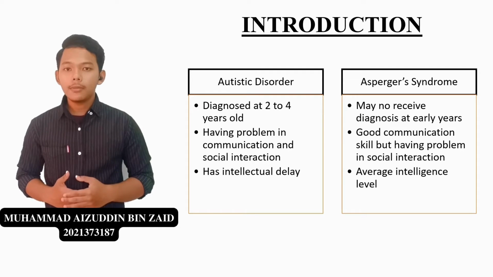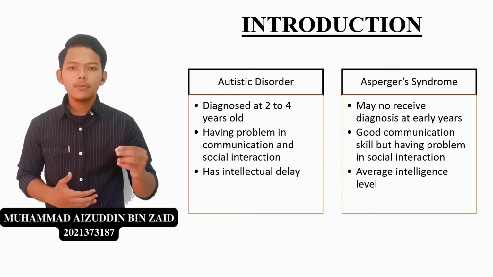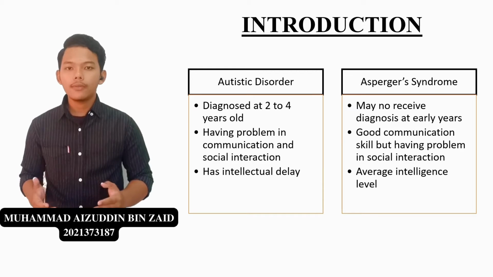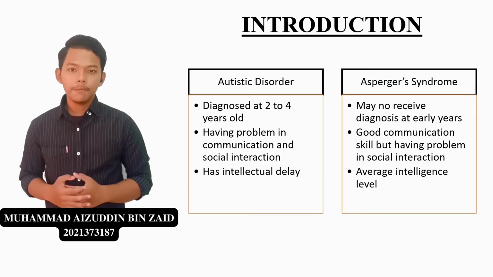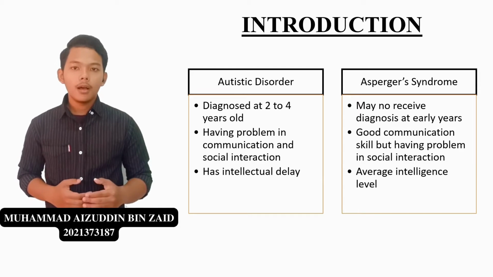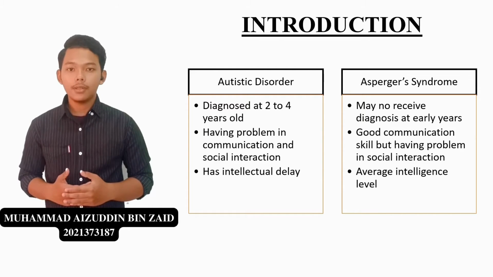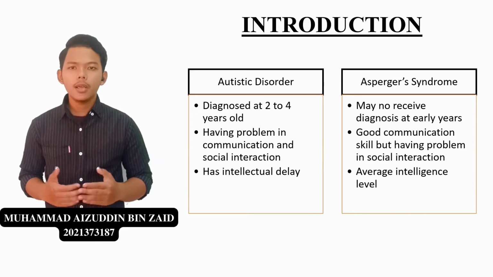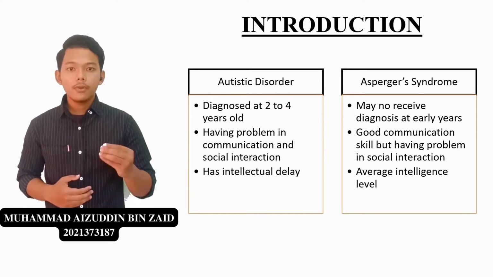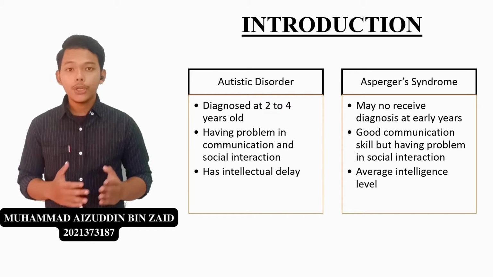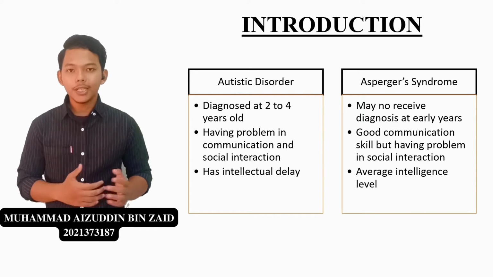In their cognitive development aspect, usually children with Asperger's syndrome do not have a significant cognitive delay as the children with autistic disorder. Most of them have average intelligence level. Plus, they usually have repetitive behavior or they are obsessed with certain things such as video games, animals, and music.